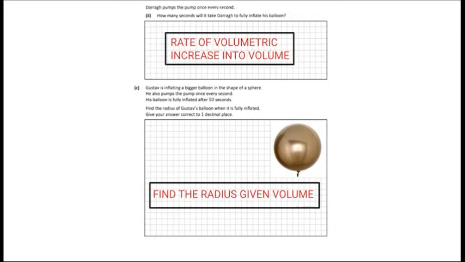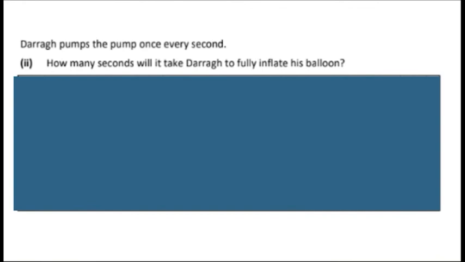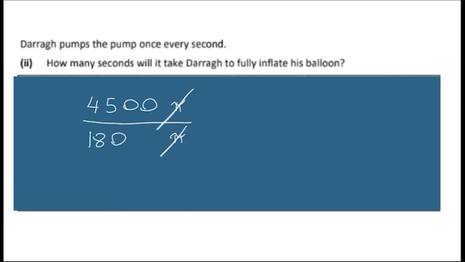Alright, so the next part is to work out how much time it will take Dara to pump up the balloon, this new balloon. So if he pumps it every second, and he's inflating up to the desired volume, we need to go to 4,500 pi as our target. And for each pump then we have 180 pi. So just take your time. Now we have to cancel the pi's, and then 4,500 divided by 180 is 25, and that's the seconds.